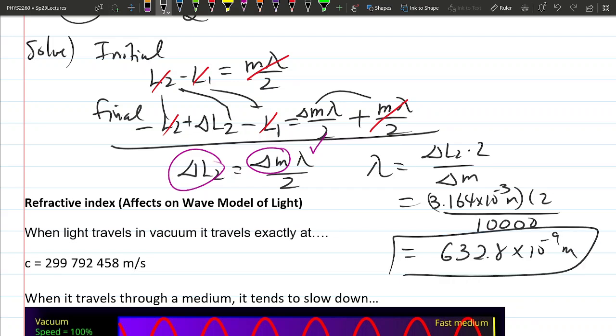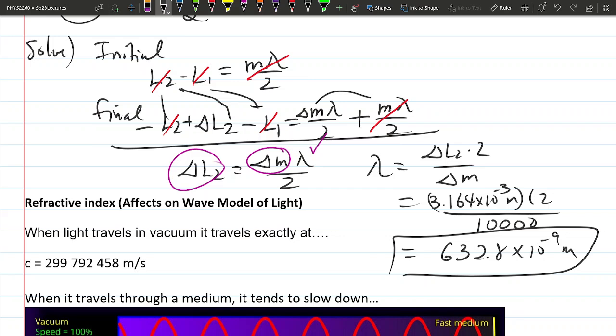Which is basically a red light, a pretty dark red light. So that's how you use the microinterferometer to calculate things. You're always looking for the change in fringe shifts versus the change in the length.